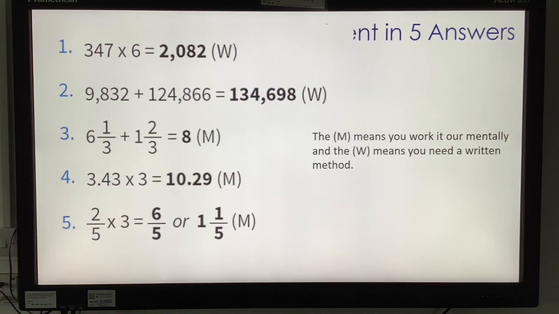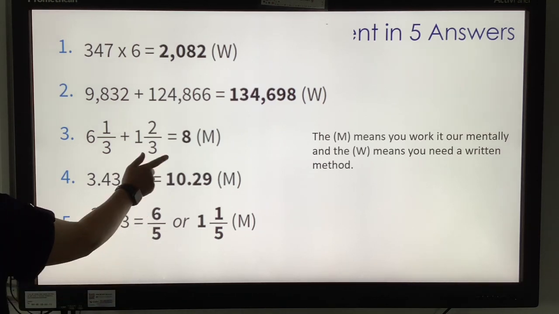We've got 2,082, 134,698, 8, 10.29 and 6 fifths or 1 and 1/5. And they've got their conversion right today, thankfully.